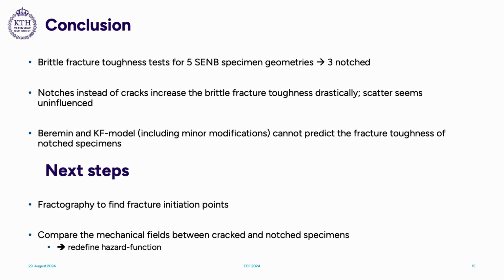And the next step would be, because we have all these nice specimens, to do some fractography on the fracture surfaces to find the initiation points. And then what I really want to do, maybe it's a dream of mine, is to really look at the hazard fields. How do they look? Is the highest failure probability really where we observe these fracture initiation points, especially for the notched specimens? And maybe we will be able to redefine the hazard function and find one that can predict these notch effects as well.